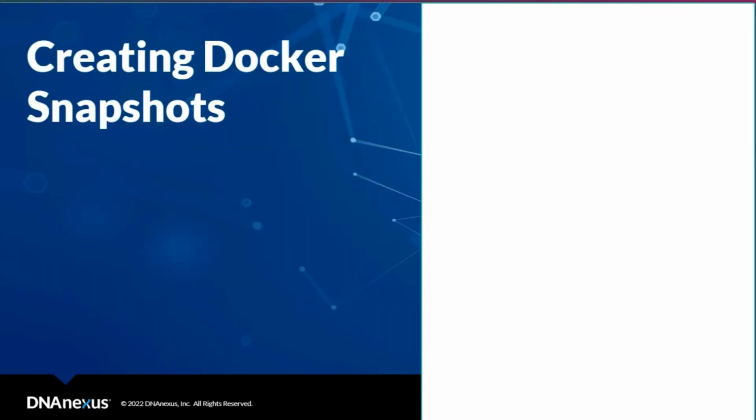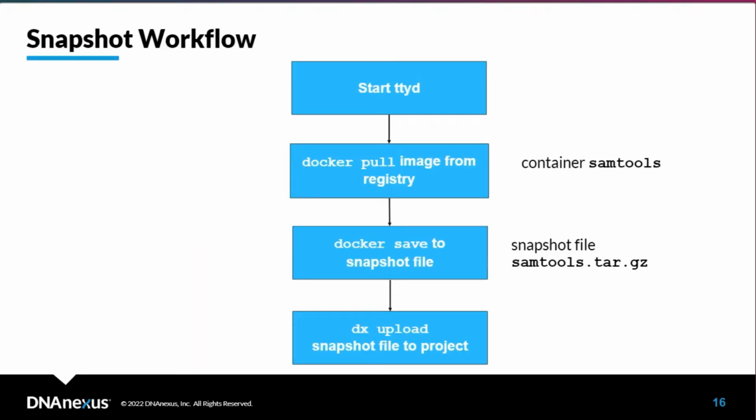So let's talk about creating Docker snapshots, and again, formalizing this process. This is the workflow. We are all going to do this completely on wrap. The first thing we'll do is start a web-enabled terminal called ttyd. This is a shell that lets us execute things on wrap. Then in that shell, we're going to do a Docker pull. We'll pull an image from a registry. We're going to be pulling samtools here.